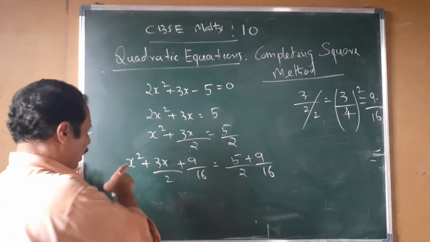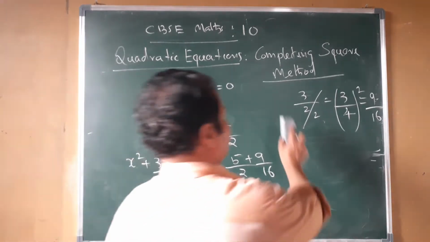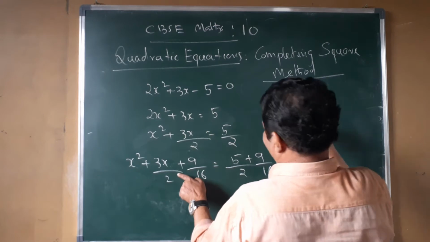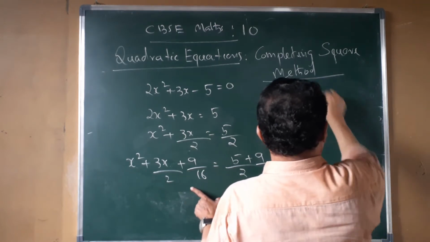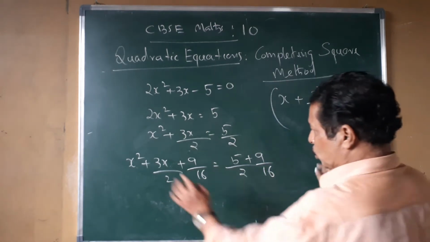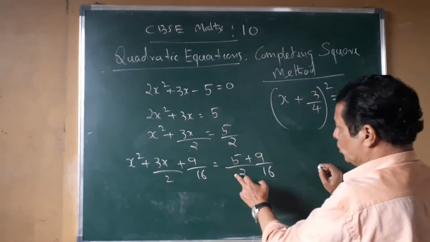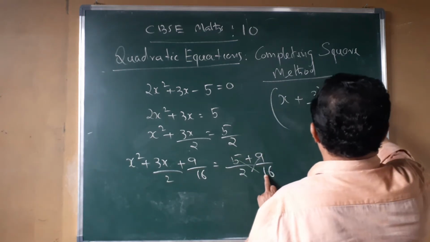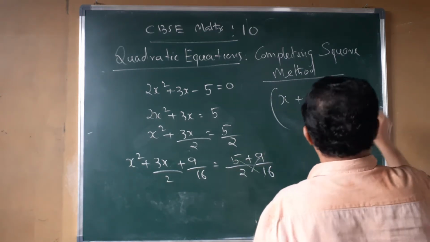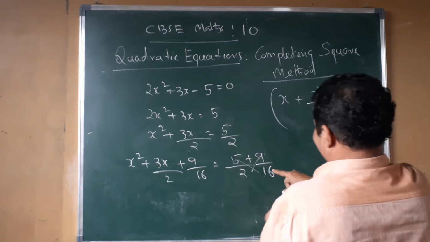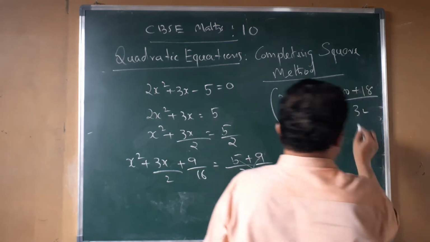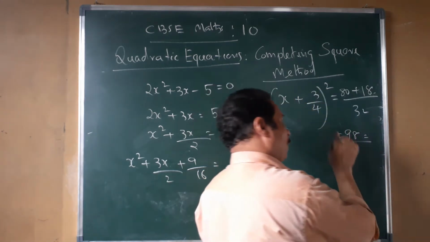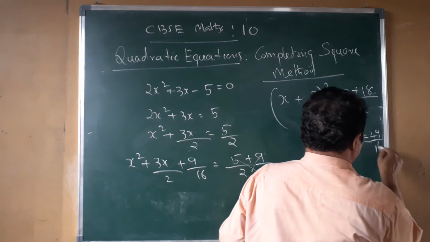It's completed. Now the root of x square is x. Root of 9 by 16 is 3 by 4. So x plus 3 by 4 is the root of this, and the root of the right side, you add this. Better you cross multiply it. Now 16 into 5 is 80, plus 9 into 2 is 18, divided by 32. That's equal to 98 divided by 32. If you divide it by 2, you get 49 divided by 16.